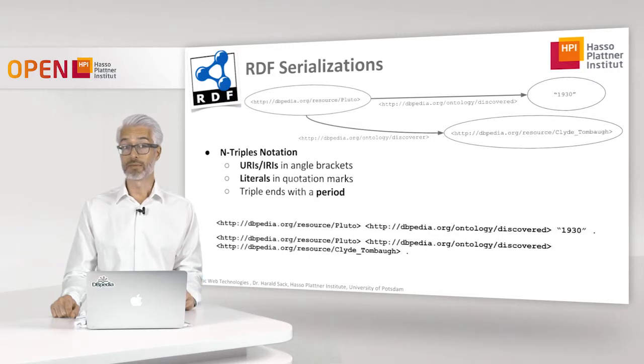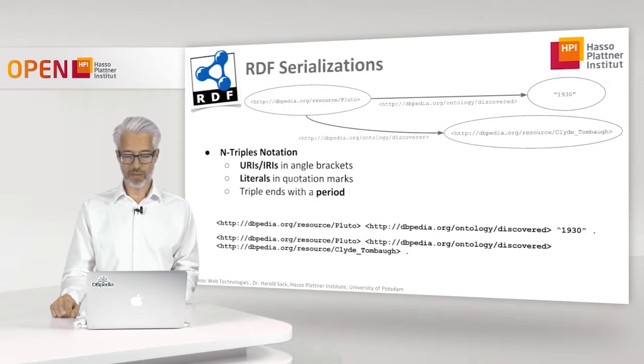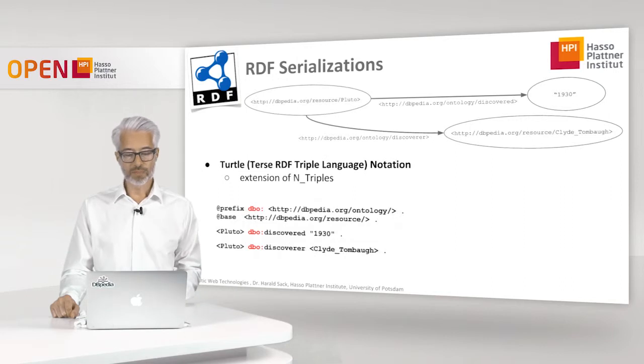We already did that. And usually, when your fact is over, so if you have subject, property, and object, the end of this triple is always denoted with a period. So it's pretty simple. You see here the two examples. First, Pluto has been discovered in 1930, period. And then the next one, Pluto has been discovered by Clyde Tombaugh. Okay, so this is the most basic notation.